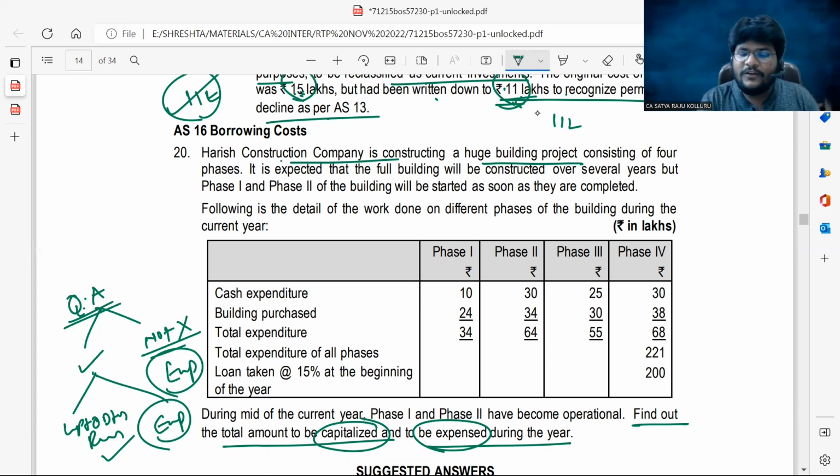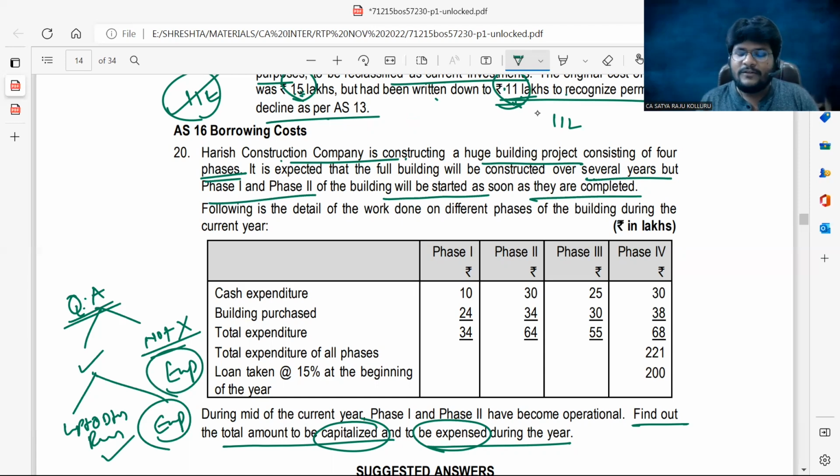So Hari's construction company is constructing a huge building project consisting of 4 phases. It is expected that the full building will be constructed over several years, but phase 1 and phase 2 of the building will be put to use as soon as they are completed. In general, practically how this is happening, in metro cities, the construction companies construct blocks. Maybe that is a gated community. They may construct 2 blocks, which are readily available within 2 years.